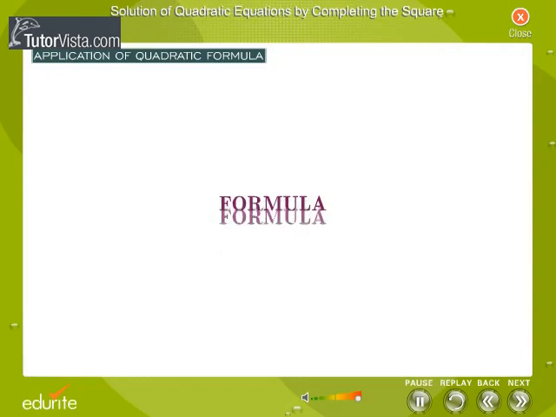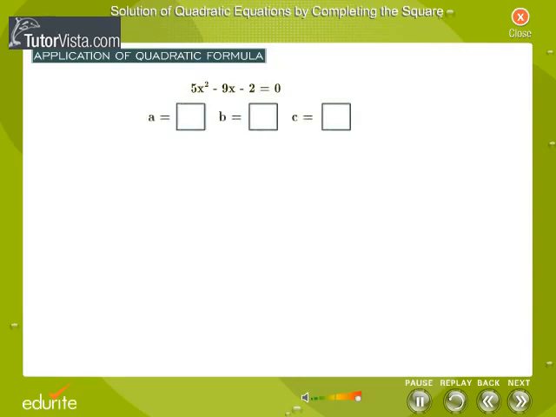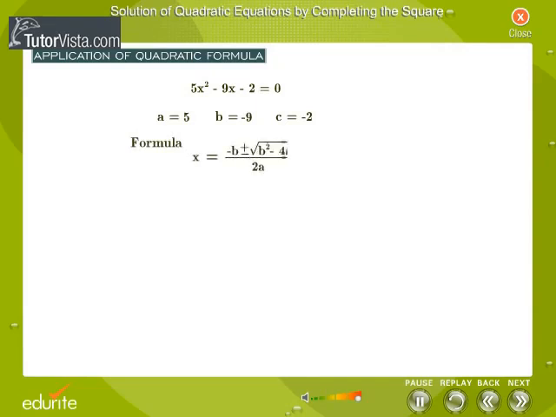Let's now solve a quadratic equation by applying the formula. In the equation 5x squared minus 9x minus 2 is equal to 0, find the values of a, b and c. Key in your answers. We substitute the values of a, b and c in the formula and calculate the values of x. Key in your answers for each line.